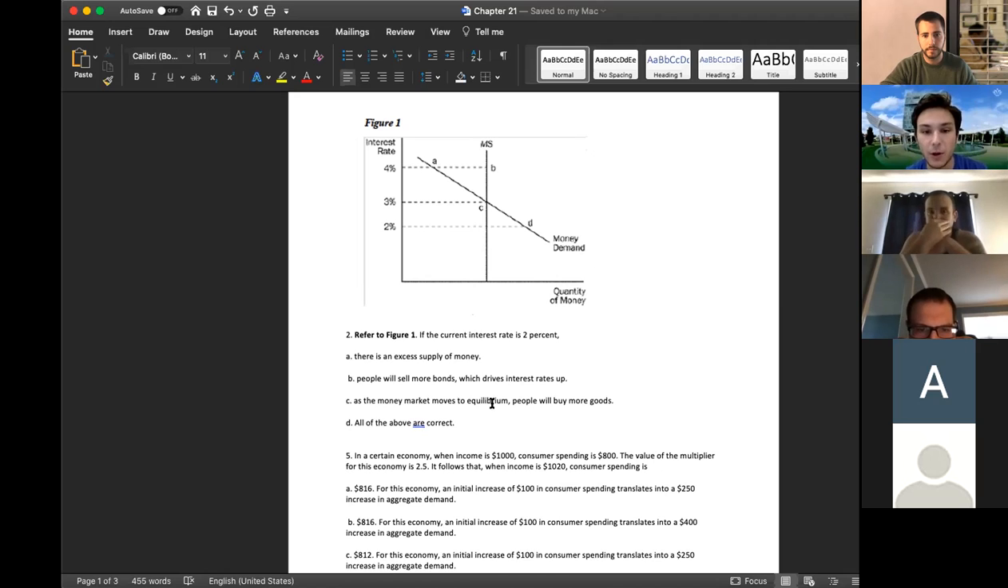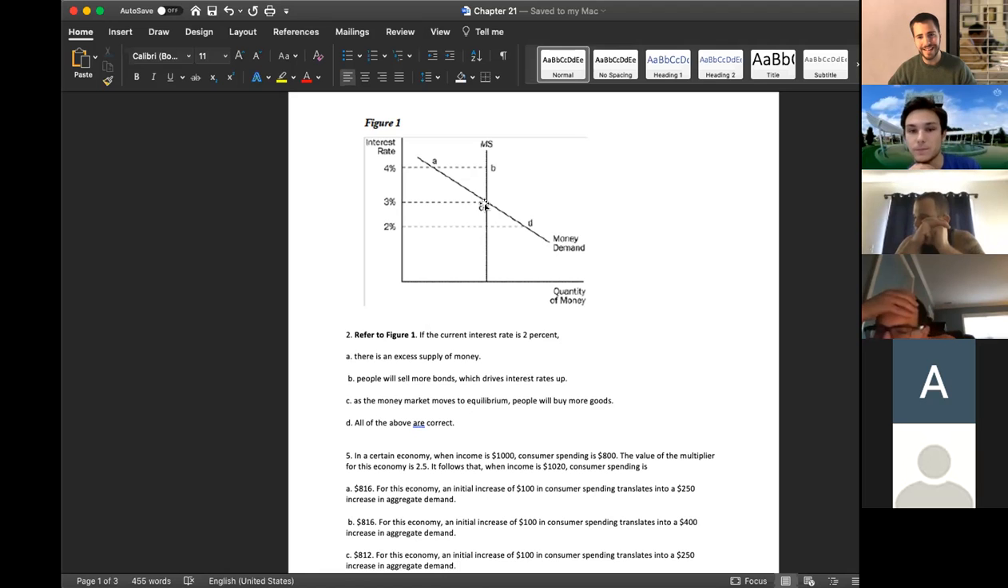As the money market moves towards equilibrium, people will buy more goods. The textbook talks about the relationship between interest rates and people buying goods. So your best answer is obviously not D, and it can't be all of the above. It's going to be B. People are going to sell more bonds because they're demanding more money, and this is going to drive up the interest rate.